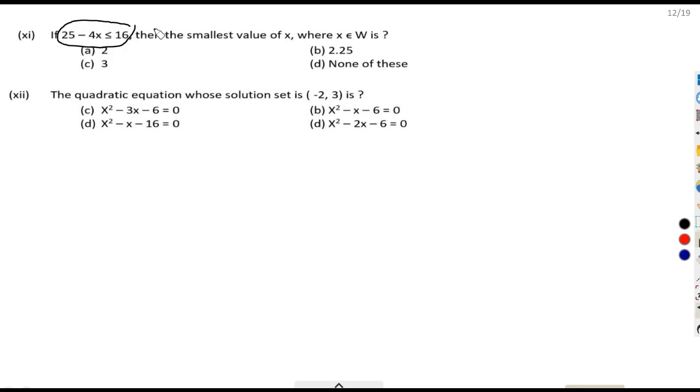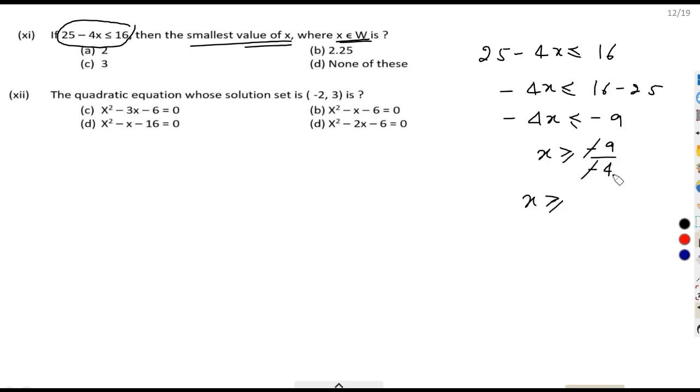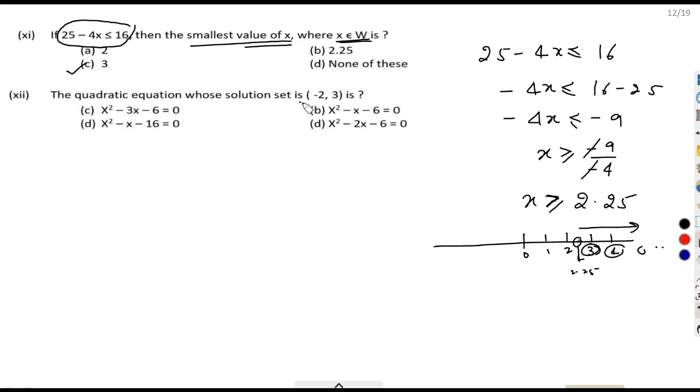An inequation is given and we have to find the smallest value of x when x belongs to W, whole numbers 0, 1, 2, 3 and so on. First of all, we are solving the inequation. Now, if we consider the number line, then x is greater than or equal to 2.25. Suppose this is the point 2.25. So all whole numbers greater than 2.25 are included in our answer and the smallest value is 3.